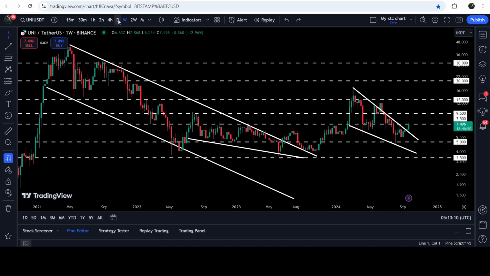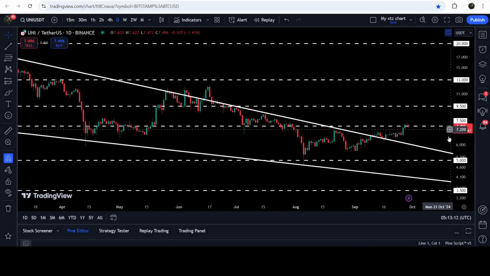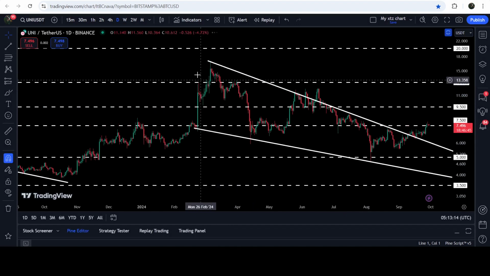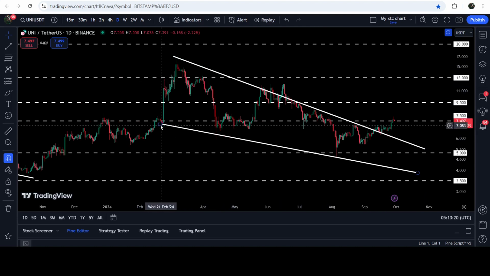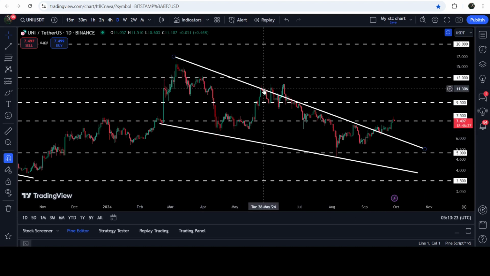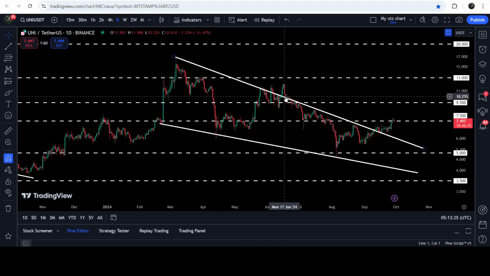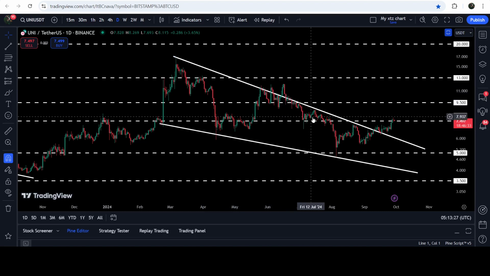By the way, this wedge is more visible on the daily time frame chart. And here you can see that for the past several months, since after the month of March 2024, it was moving inside this wedge. We had a bounce here, rejection here, bounce, and here we had a rejection, and here we had a fake out and the price re-entered the same wedge. Then we had another rejection by the resistance here, and we had a big drop, and then we had another bounce here, rejection, and finally we have broken out the resistance of this falling wedge pattern.